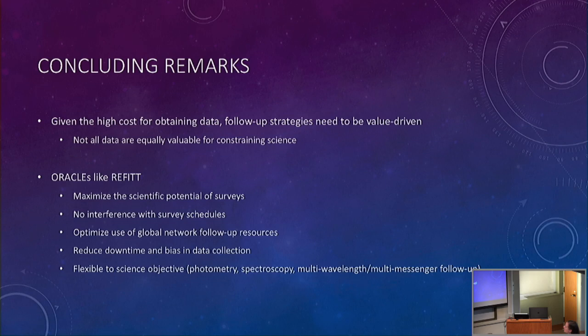So you intervene, take critical data as and when necessary. You don't interfere with survey schedules. You also optimally tap into the global network of follow-up resources, either in photometry, or we can have multi-wavelength, even multi-messenger feedback that can optimally augment what we want to know, given our objectives. We reduce downtime and bias in data collection. Humans looking at the data stream will need to sleep and will have biases. Systems like this have the potential of removing that. And finally, you have flexibility. You give it your scientific objective, and it'll tell you what you need to do to better constrain that science. Thank you.